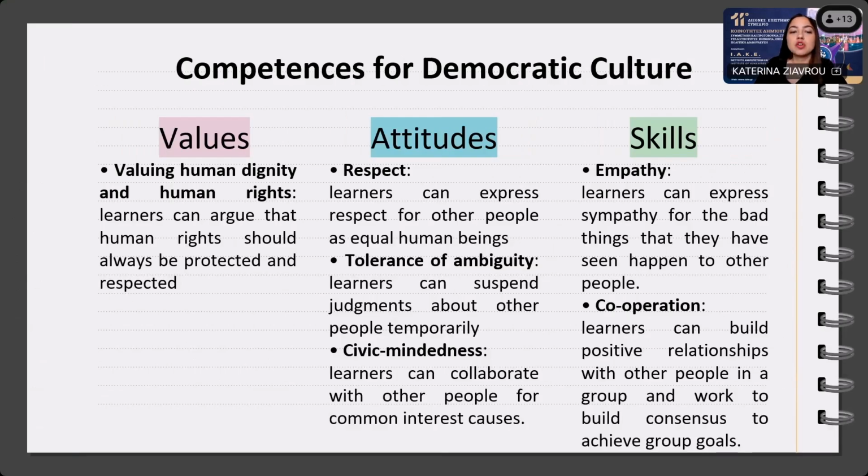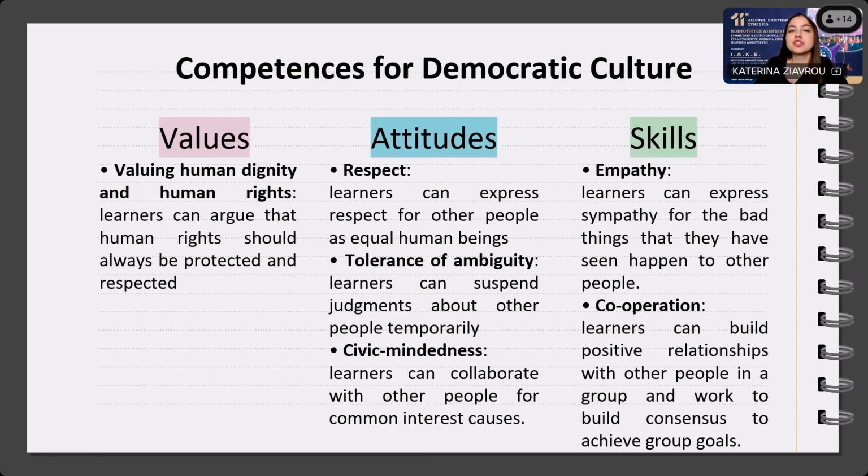Now we will move on to the competencies for democratic culture students acquired through the lesson. As for the values, students learn to value human dignity and human rights. Specifically, they are able to argue that human rights should always be protected and respected. Through the story, students share feelings of empathy and understanding for others' emotions, which develops their emotional intelligence and intercultural skills. They understand that human rights are universal and apply to everyone without distinctions, and that they should respect other people in spite of their external differences.